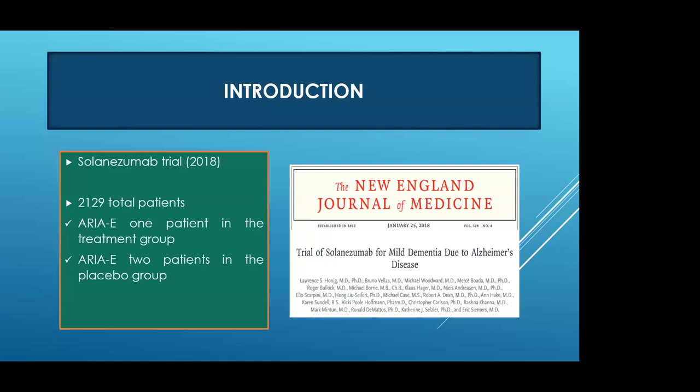And we're going to be talking a little bit more about how ARIA presents, and how we monitor for ARIA even when patients are not having any symptoms.